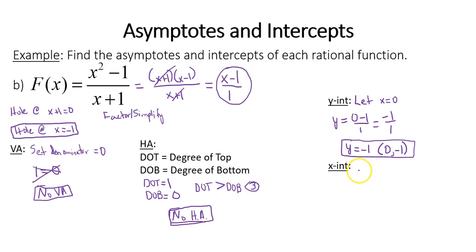Remember, the x-intercept shortcut is to set the numerator equal to 0. Use the simplified version of the function, x minus 1 equals 0. That means my x-intercept will be x equals 1, or 1, 0. So that's the information they want us to find for that rational function.